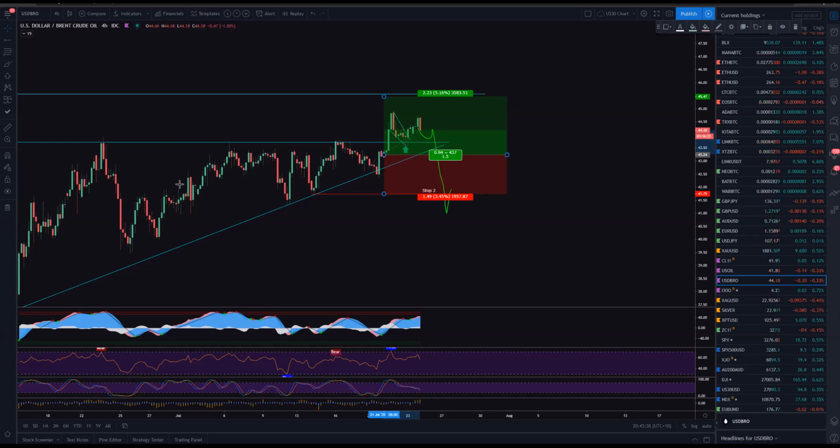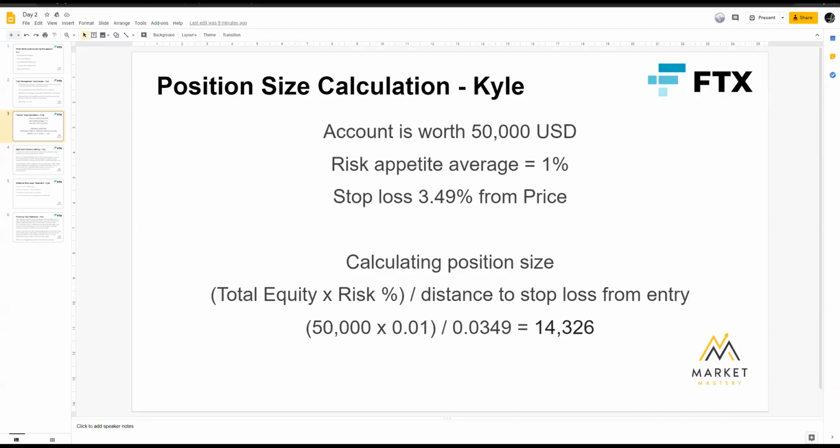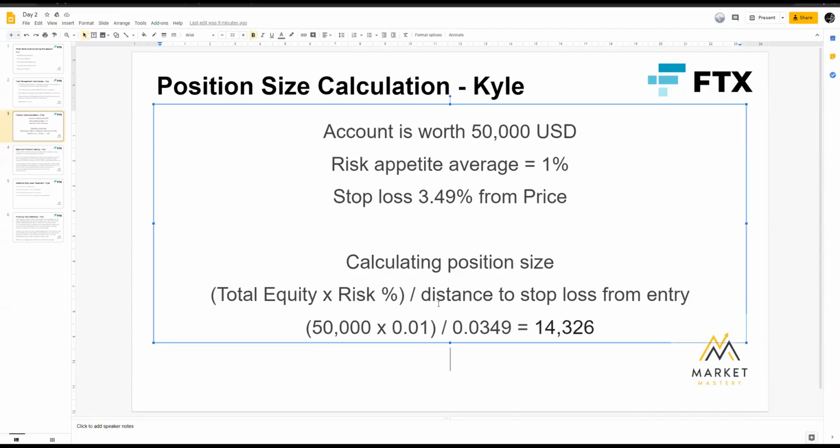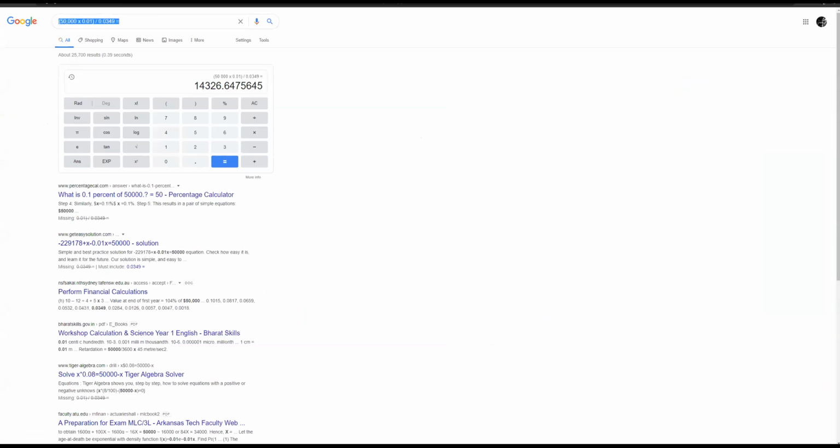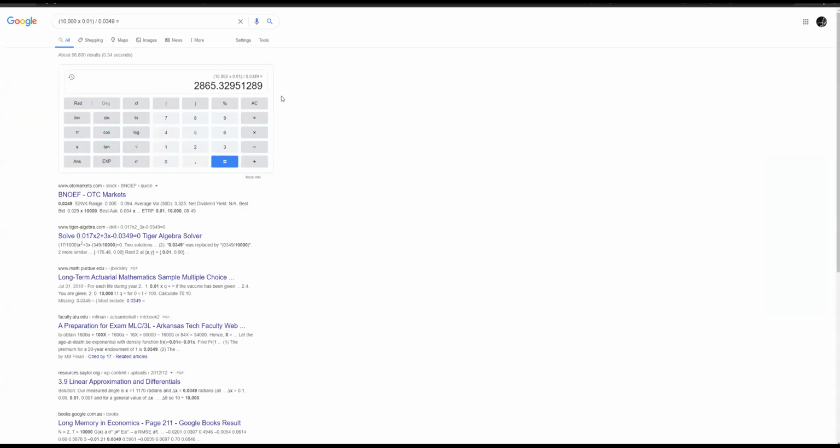Okay, new question. What's the 13426? Can you show it with a smaller account size? So the 14,326 is the contract size that I'm going to enter into when I make my trade. For a $50,000 account, I need to enter 14,326 to make sure that when I get stopped out, I'm going to lose 1% of the account. So if I change that to 10,000 and put it into my calculator, you can see we have a much smaller position size now.